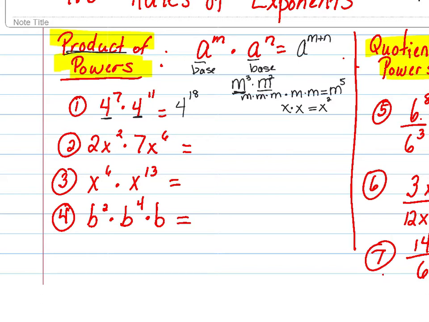Number 2 is a little bit different just because there are coefficients out front. But we can multiply coefficients, can't we? Why, yes, we can. So 2 times 7 is 14. This is x squared, and that's an x to the 6th. They're the same base. So we're going to write x to the what power? 8th. You just add your exponents.